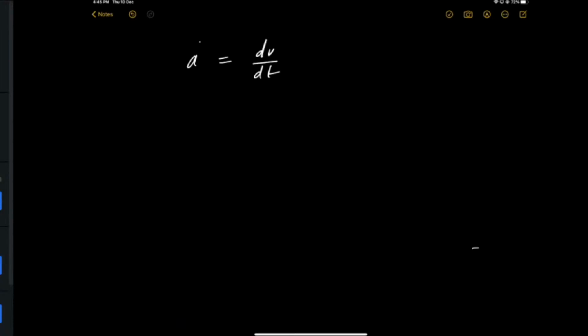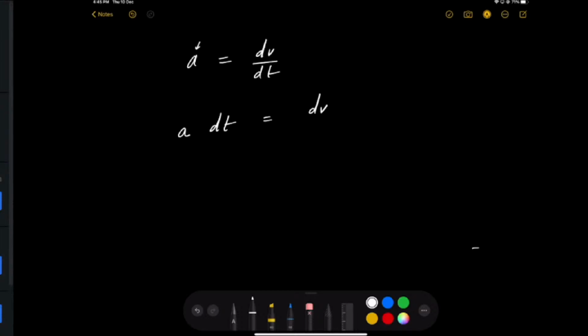Now in uniform motion, a is constant. So I'll put a here. I'll multiply dt here, and I'll keep dv on the left hand side. Now if I apply integral on the left hand side and right hand side, on the right hand side initial time is 0 and final time is t. On the left hand side the variable is v, so initial velocity is u, final velocity is v.